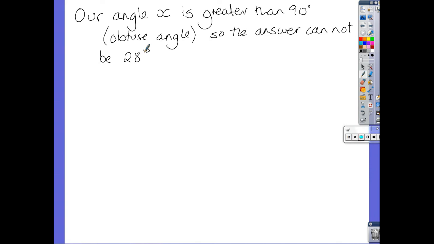So what do we do in this case? Well, it's very straightforward. We say to find x, we do 180 degrees minus the angle that we were given from our calculation. So we take away 28.05 and we end up with an angle of 151.95 degrees. So that is the size of angle x.